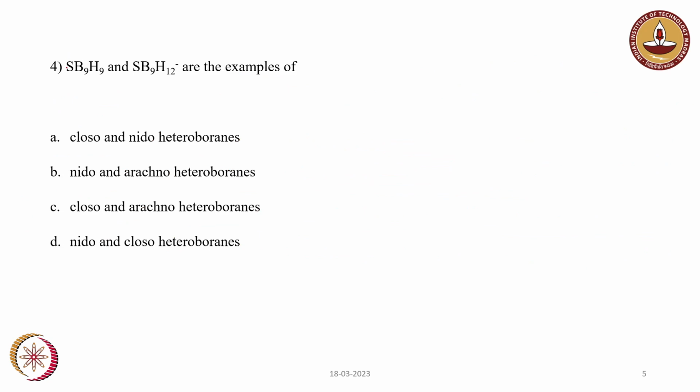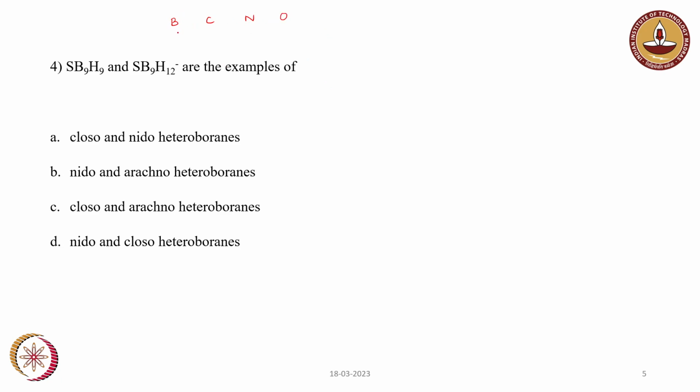Next question is SB9H9 and SB9H12 minus are the examples of option A, closo and nido heteroboranes, B is nido and arachno heteroboranes, C is closo and arachno heteroboranes, and D, nido and closo heteroboranes. So heteroboranes are boranes having one heteroatom. Here it's sulfur, and sulfur is present in the oxygen group. So boron, carbon, nitrogen, and oxygen. That's the order in the periodic table.